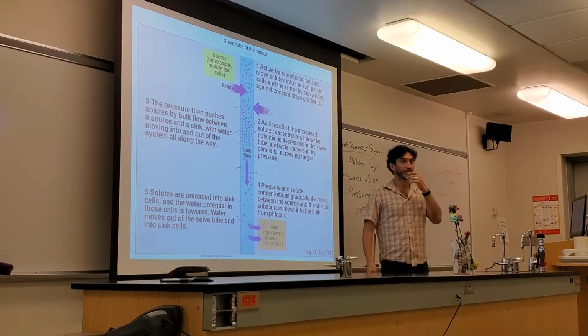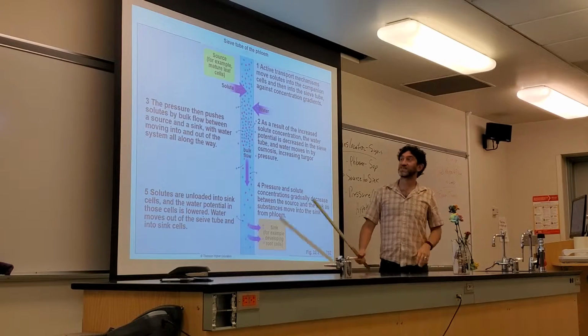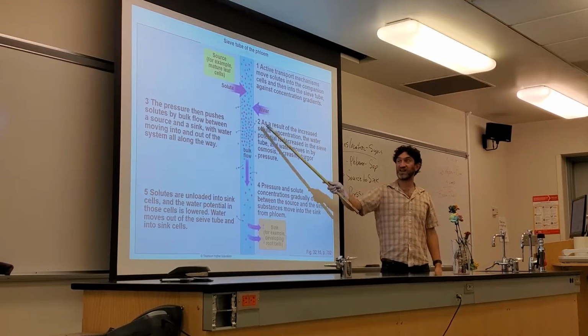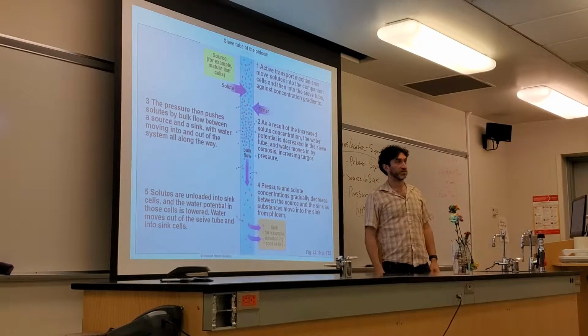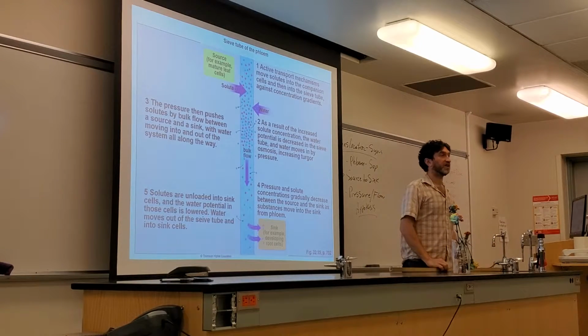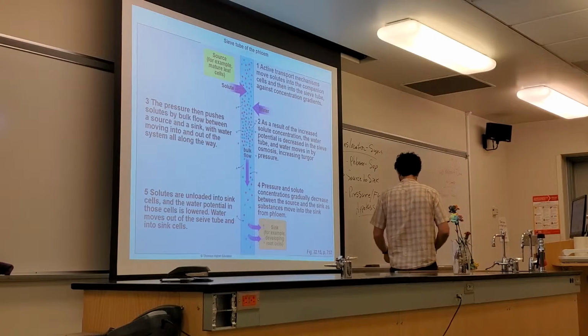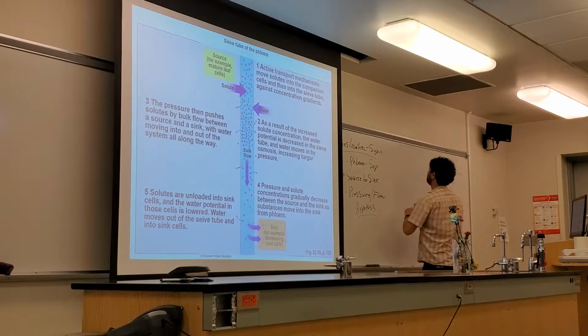Okay? But this means that phloem always has to be next to xylem because it needs the water from the xylem to create that pressure. Okay? Now remember when we talked about the cells that make up the phloem? Remember the two cells that make up phloem? Very good. What are they?